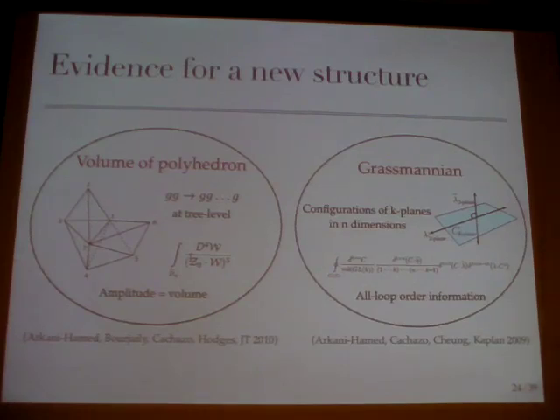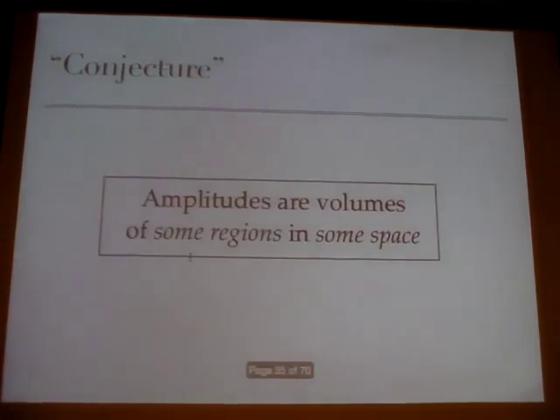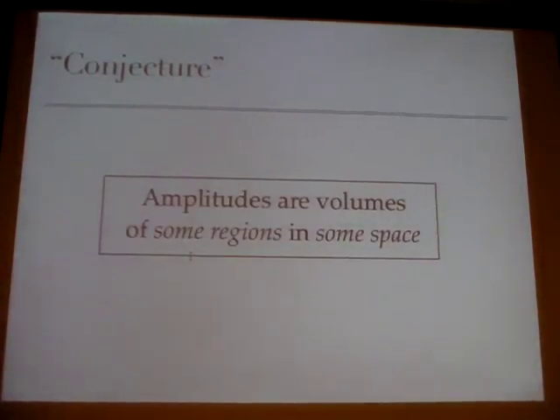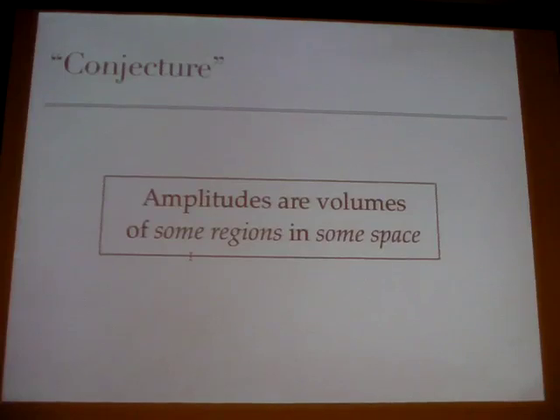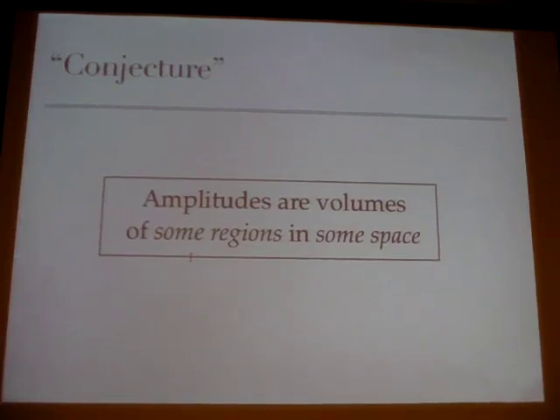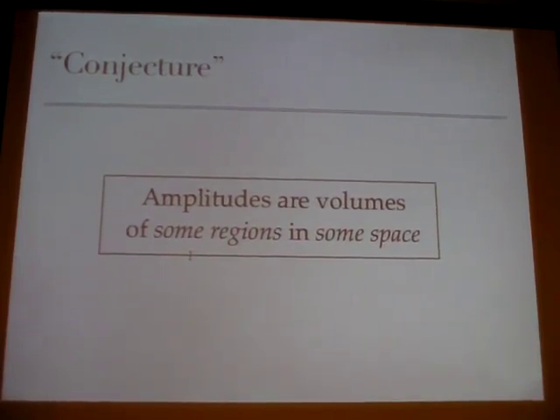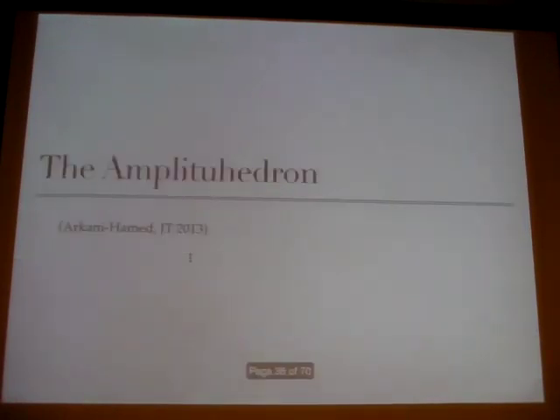Okay, so based on these two observations, we made a vague conjecture that the amplitudes in this theory are volumes of some regions in some space. That's a very vague conjecture. But now we actually know what these regions and this space are, so we can make a precise conjecture and prove it. And this leads to the concept of the Amplituhedron.